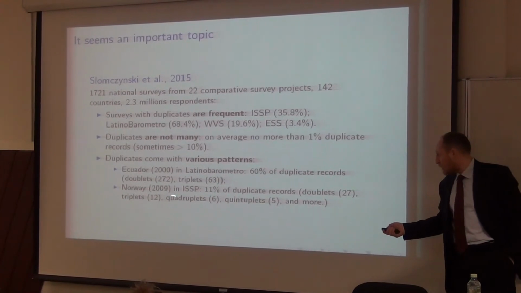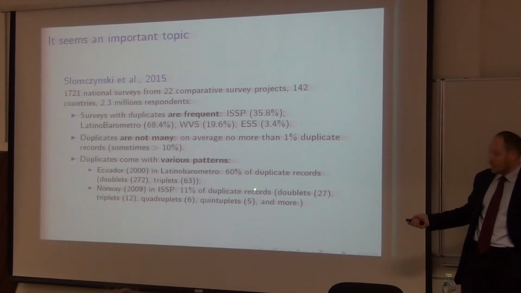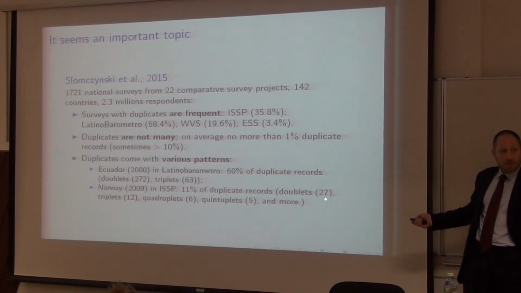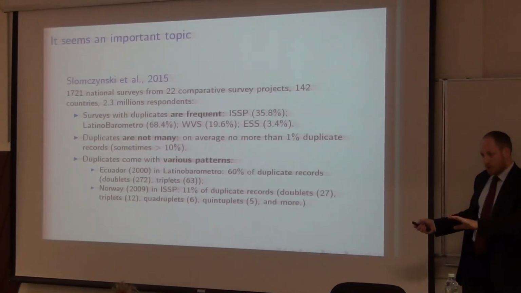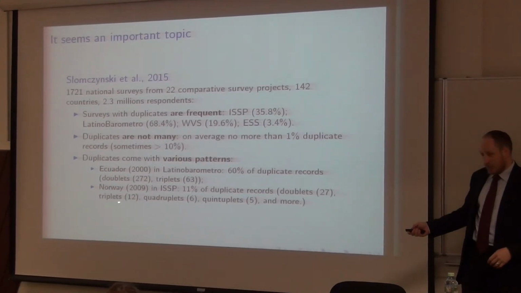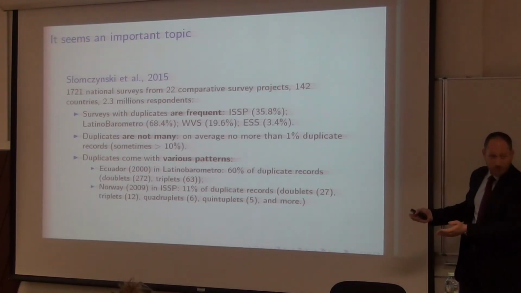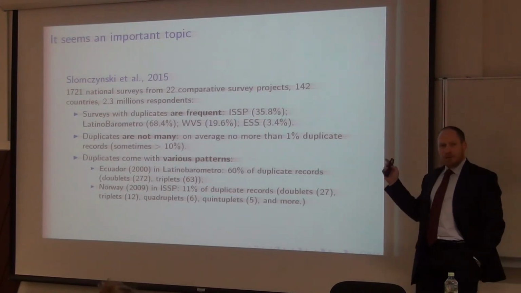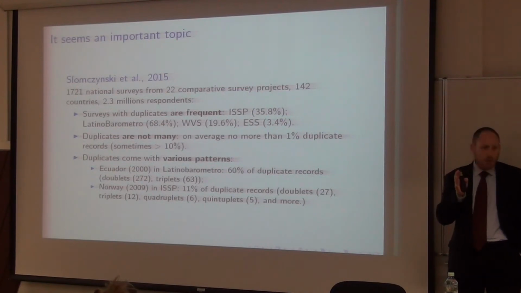Norway, ISSP 2009, 11% of duplicate records. Doublets are 27, so that means 54 observations. 12 triplets, 36 observations. 6 quadruplets, and 5 quintuplets, and more. It was too much to list them all, so I cut it. So from this first study, we came to the conclusion that duplicate records are worrisome.